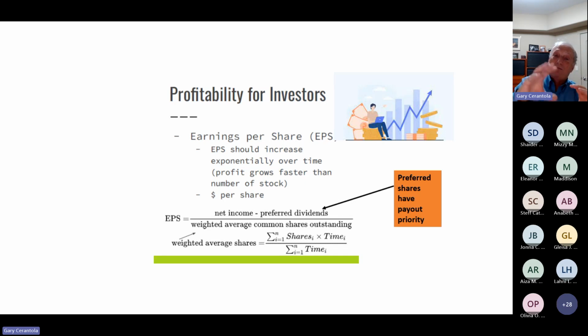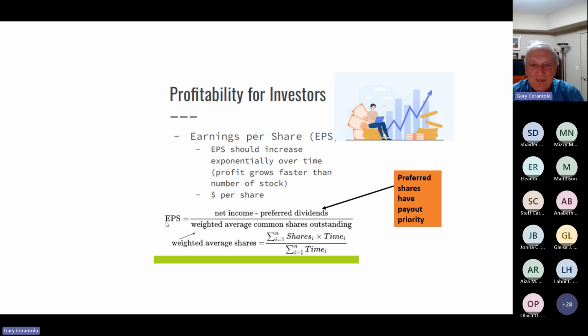So if there's only so much profit, you get that portion of the profit, and the common stock, once you're paid, if there's none left, the common stockholders don't get any more. So that's why when you look at earnings per share, you have net income minus the preferred dividends, because that goes to the preferred shareholders right off the top, and then over the weighted average common shares outstanding. So those are the common shares that are out there, and then you'll get an earnings per share.